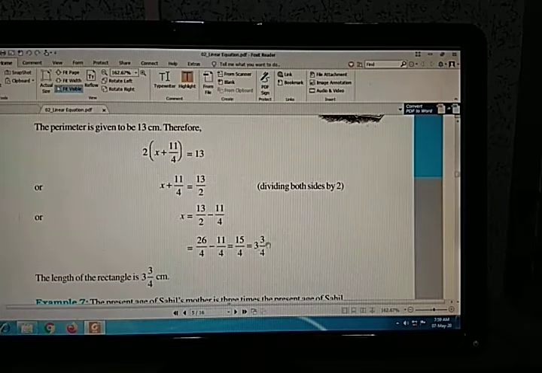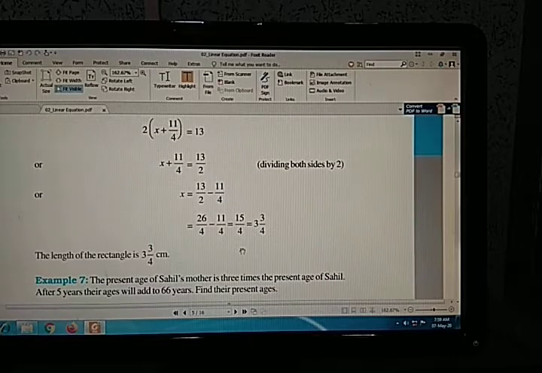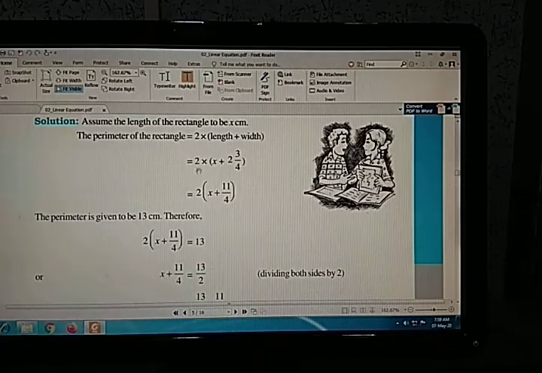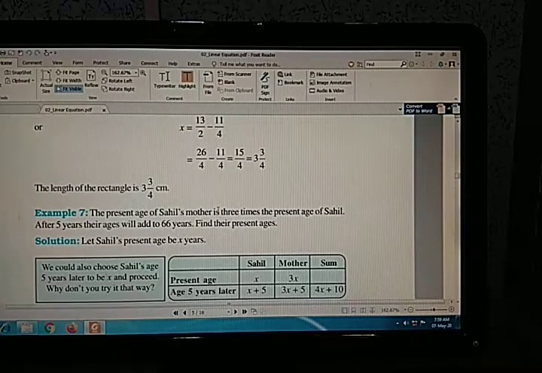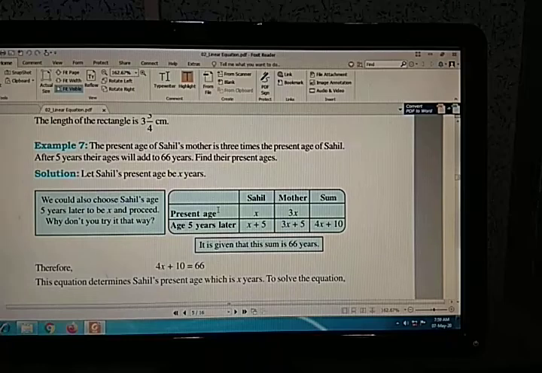We got the answer. It is written in mixed fraction. You can keep it in here in this form also, improper fraction. No problem with that. And then as you know, you can just verify if you want to put it here, the value of x that we get, and if you verify, you will get 13, the answer. You can verify yourself. Now next, example 7.